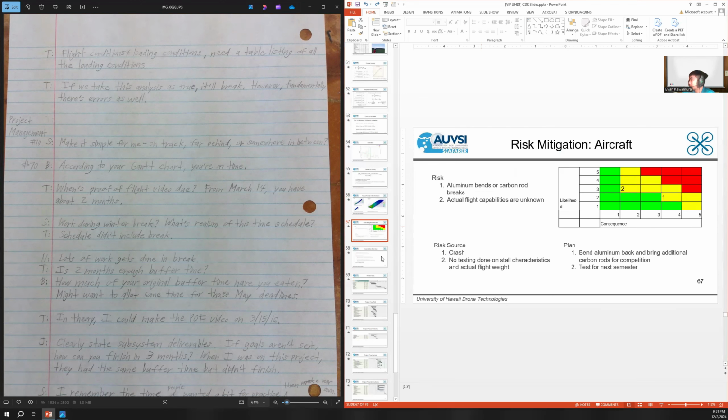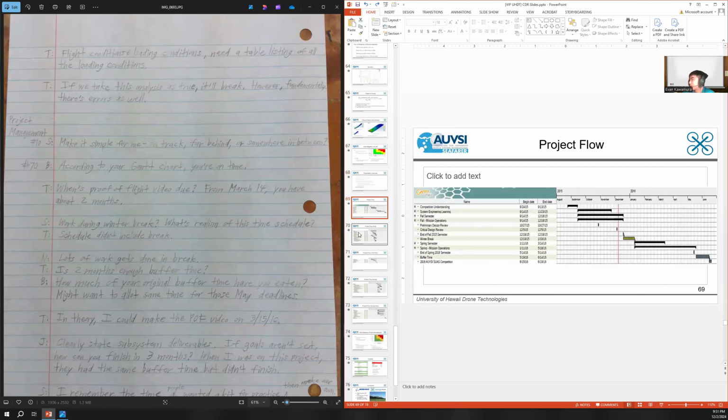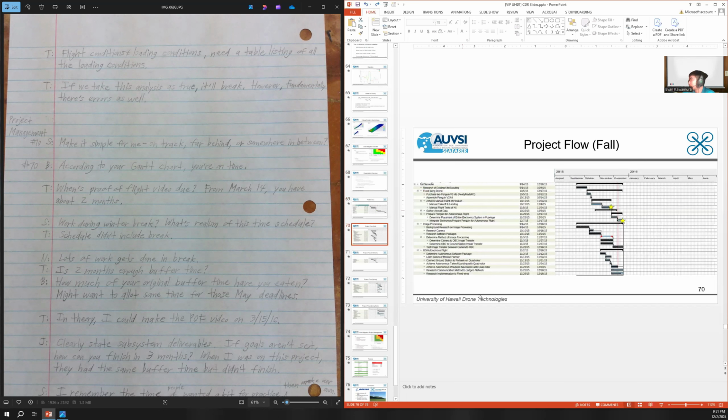Then we did some risk mitigation for the aircraft, and we ended with project management. So, this Gantt chart here, we had a question: make it simple for me, are we on track, far behind, or somewhere in between?